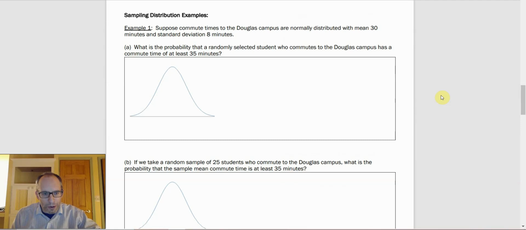Okay, so then what we have here, I can write it up in the corner. The mean, which is mu, is 30. And then the standard deviation, which would be sigma, is 8. And then in the picture, here's my normal curve because it says they're normally distributed. So it's going to be centered at mu, so that means it'll be centered at 30. And then we want the probability that a randomly selected student who commutes to the Douglas campus has a commute time of at least 35 minutes.